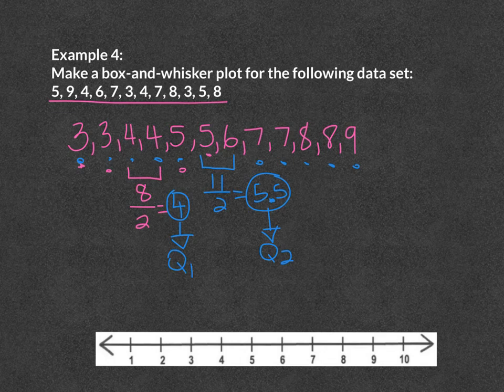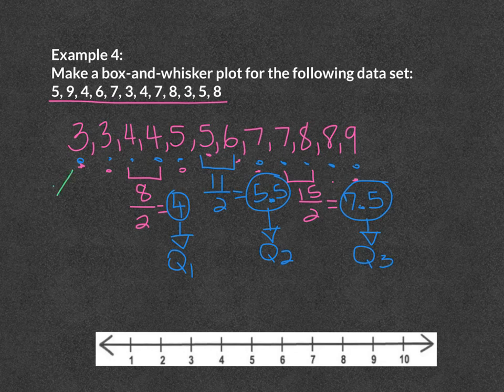Now I'm going to find the middle number in the upper half of our data set. So I'm going to pair these numbers up. This 9 will go with this 6. This 8 with this 7. So 7 and 8 are my two middle numbers. So 7 plus 8 will give me 15. Divide that by 2. 15 divided by 2 will give me 7.5. 7.5 will be quartile 3.